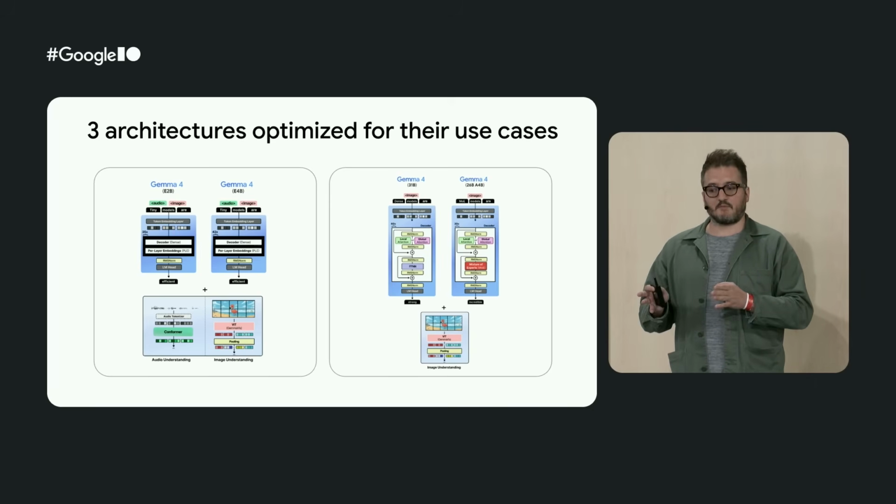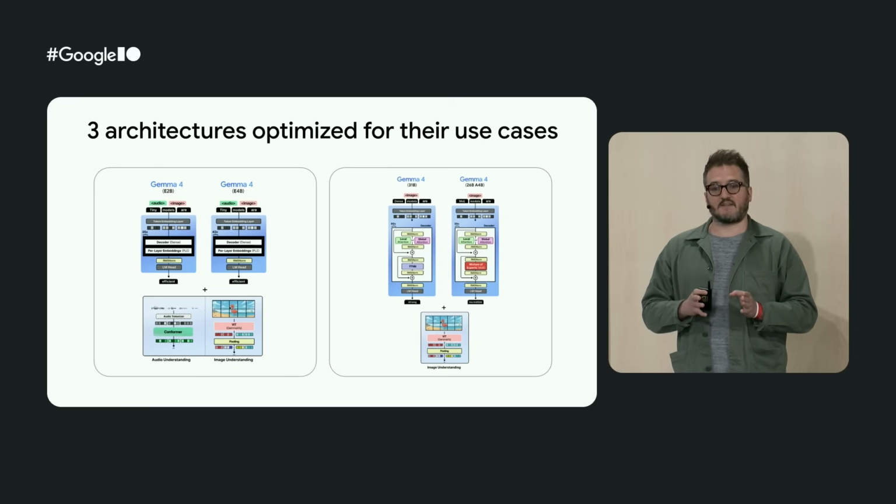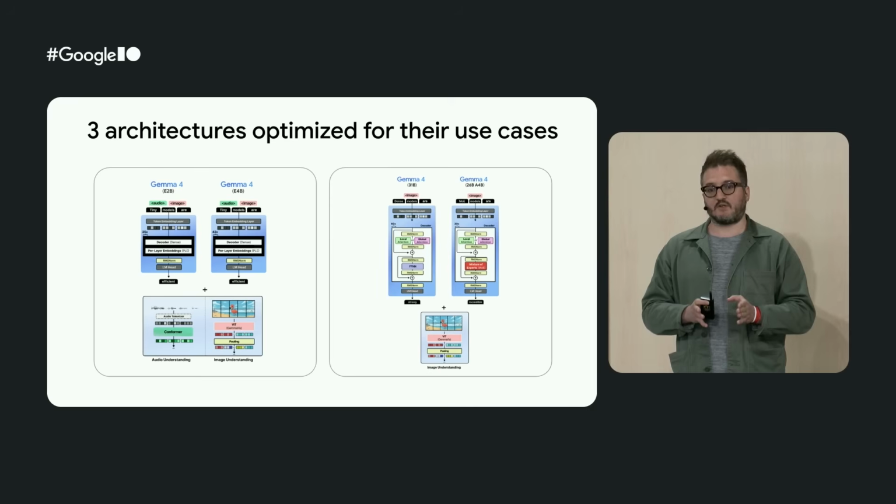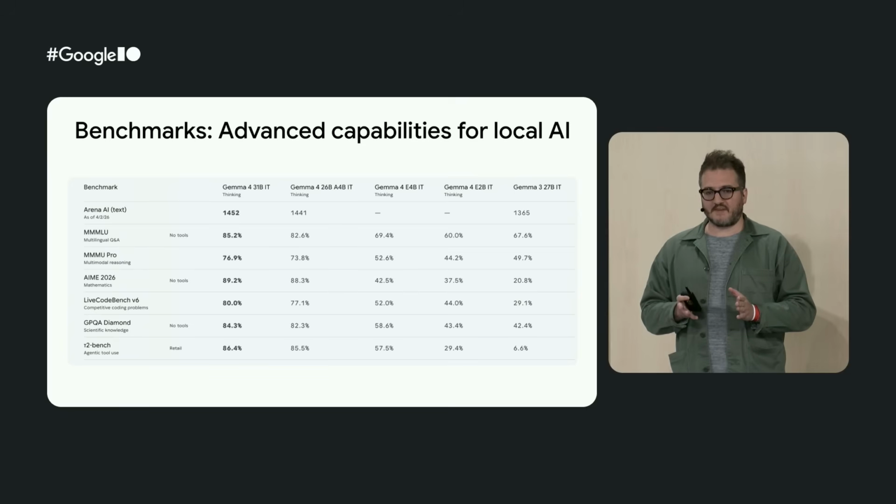If you want to deploy them on your laptop, we have two types of architecture: a 31B dense, which is going to make fine-tuning easier and help us get the highest amount of intelligence per parameter, and a 26B MoE, giving you the highest efficiency in terms of runtime.